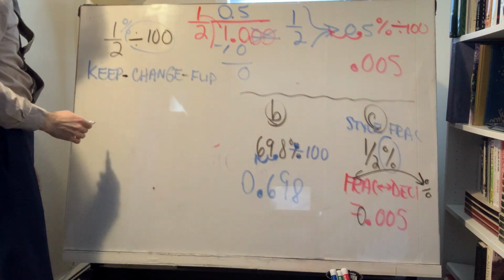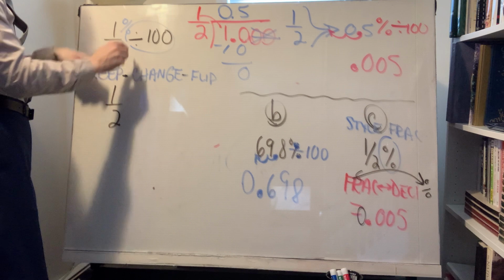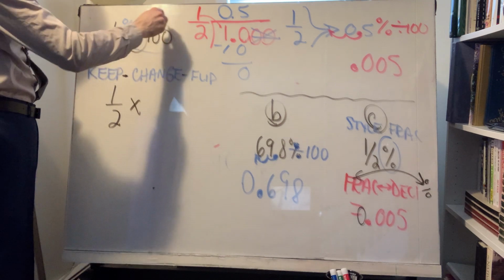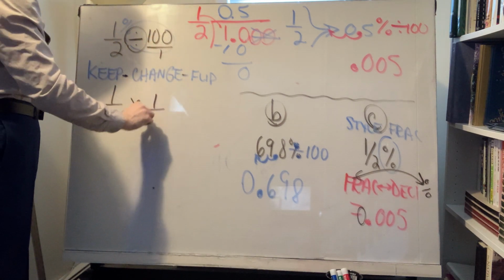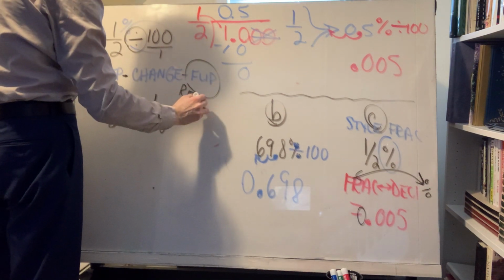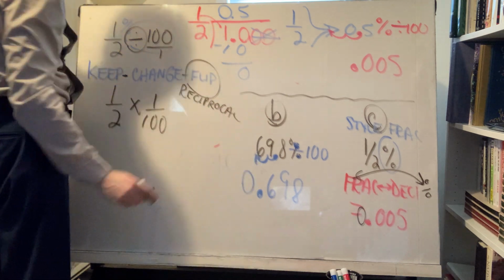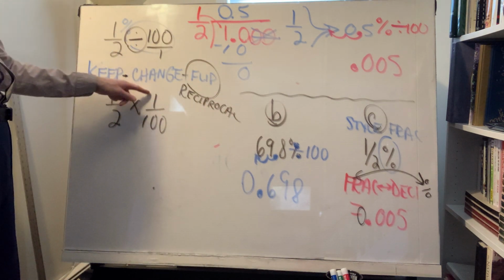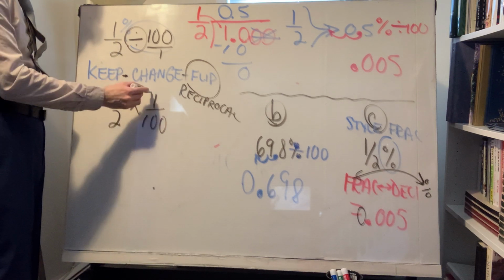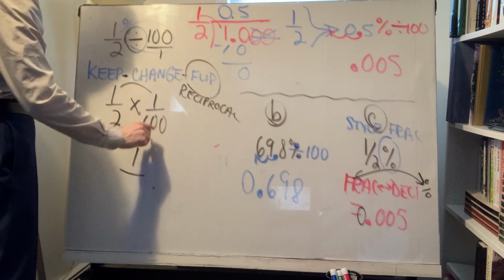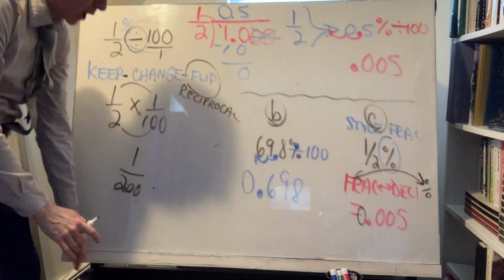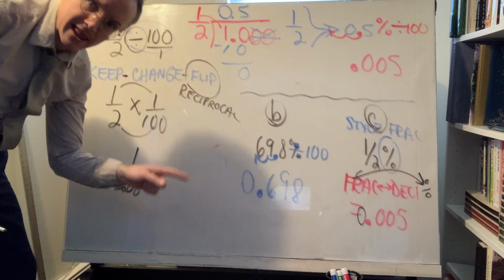Keep, change, flip. That means keep the fraction as you see it, change the operation to multiplication, and then compensate by flipping what would be 100 over 1 to 1 over 100. Right? This is known as a reciprocal. Fancy way of saying fraction flipped upside down is a reciprocal. So 1 over 100. Then it's more or less straightforward. All right, forward. 1 times 1 is 1, and 2 times 100 is 200. Now you have something that is purely a fraction. It is no longer a percentage because we did the division.